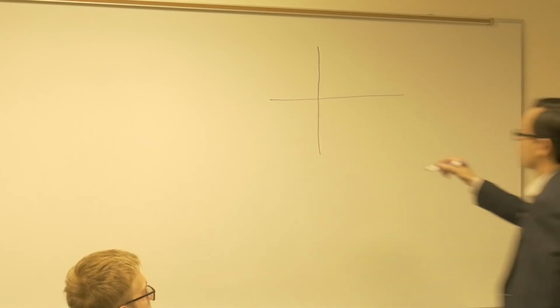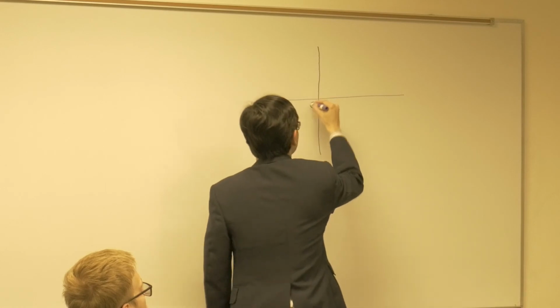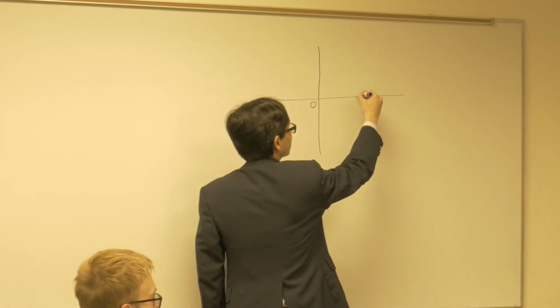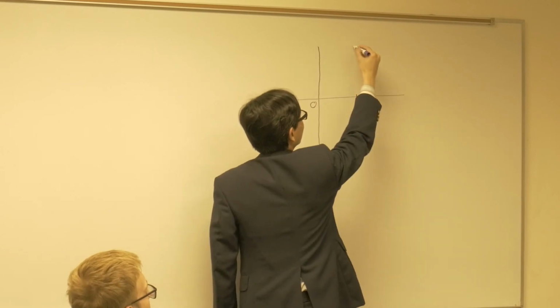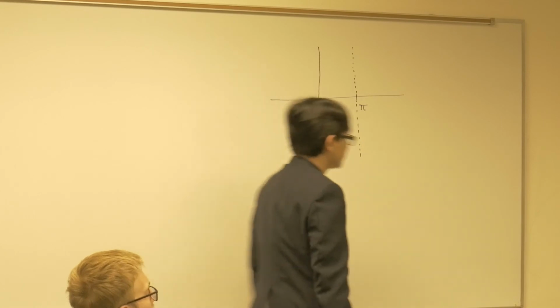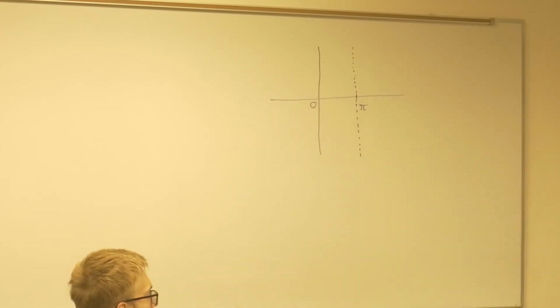So we're going to have a vertical asymptote like this. At 0, of course, it's one of the vertical asymptotes. At pi, this is a vertical asymptote like this. Okay.